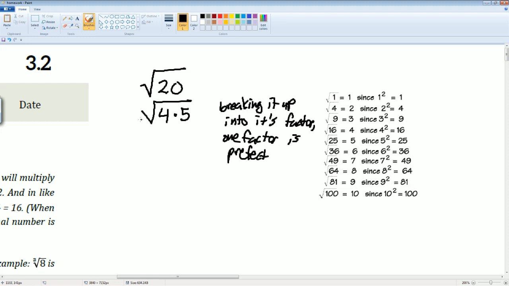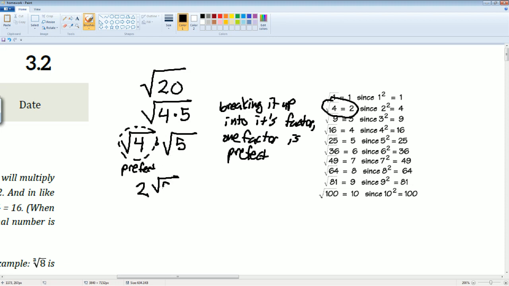Now here you can split it. This is a property of radicals. You can split it like this. I'm not going to go into an explanation of why this is true; it has to do with the law of exponents. So I split it. This is good because 4 is perfect. It's on this list. The square root of 4 becomes 2. Does anything happen to the square root of 5? No, it just remains square root of 5.